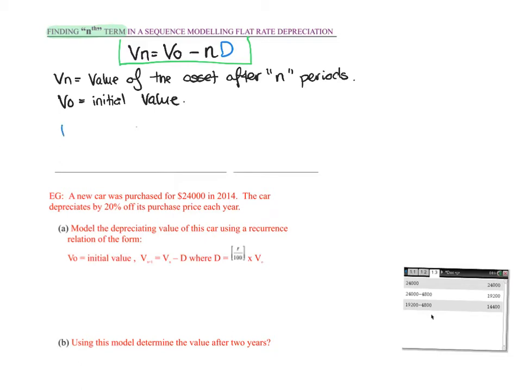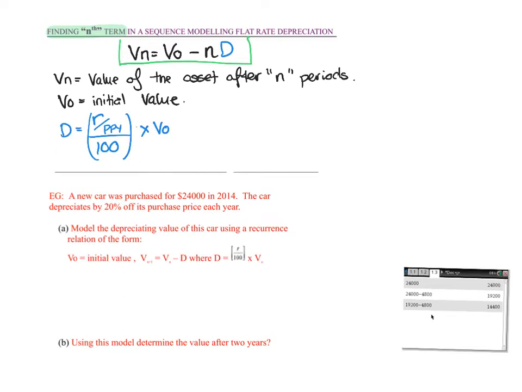Okay, and then just to recap, in case you've gone to this part of your book and you want to know what D is: D is always R divided by PPY, which is the amount per year, divided by 100 because it'll be a percentage, and times by V0. So if you pop that D into the formula up there. Okay, so let's do a few examples here.